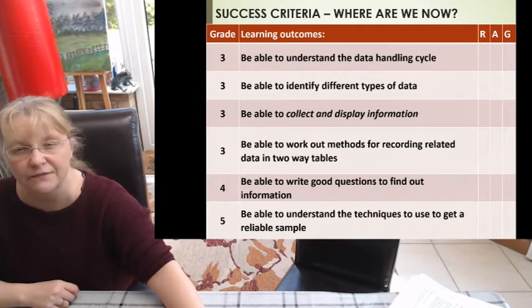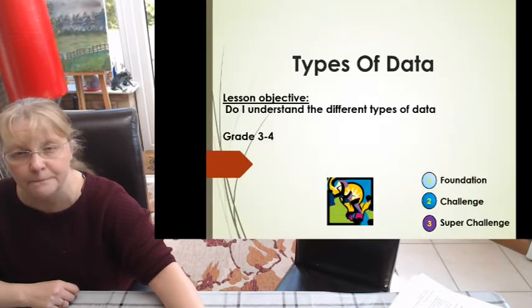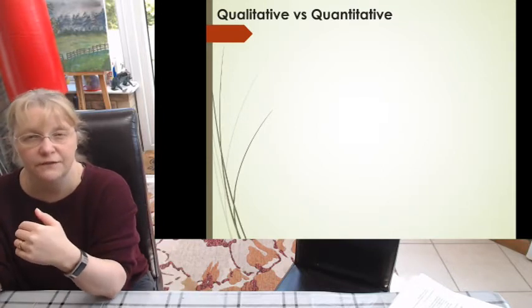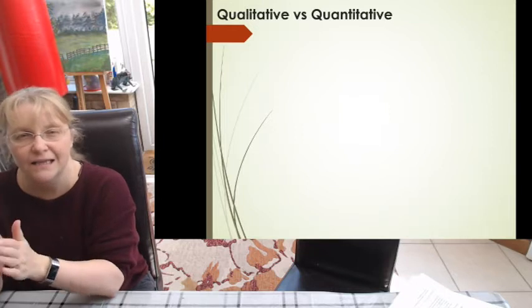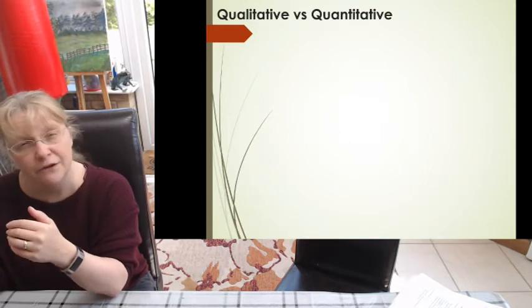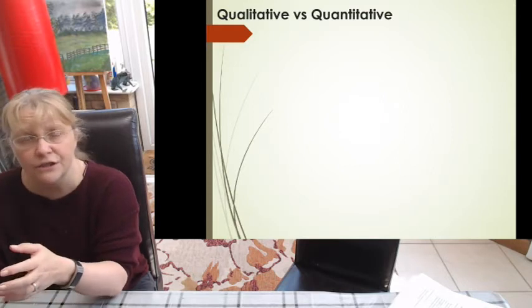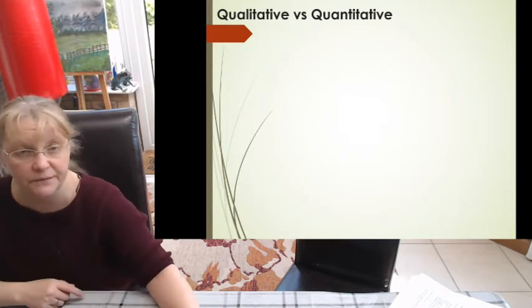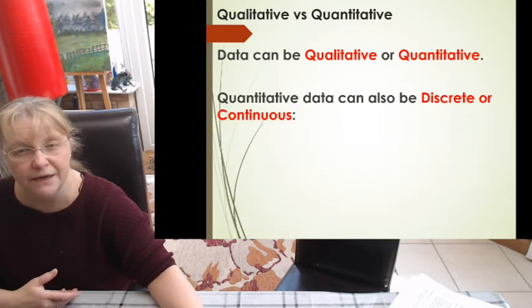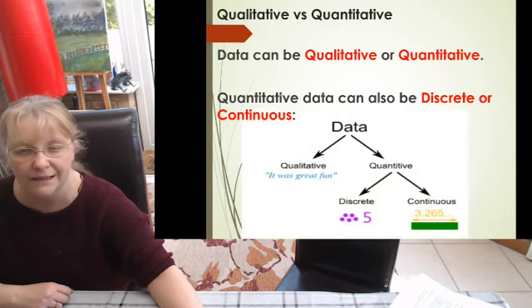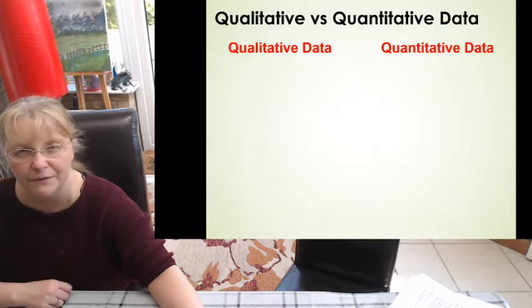Next one is identifying different types of data. So we're looking here at qualitative versus quantitative data. Now, as I said before, maths has its own language. So you may never have heard this before, or you might even have heard this in science, or if you're doing psychology, or even if you're doing this through university, this is the type of data you collect. So data can be collected either qualitative or quantitative, and quantitative data can either be discrete or continuous. And this is a rough idea of what it's about.